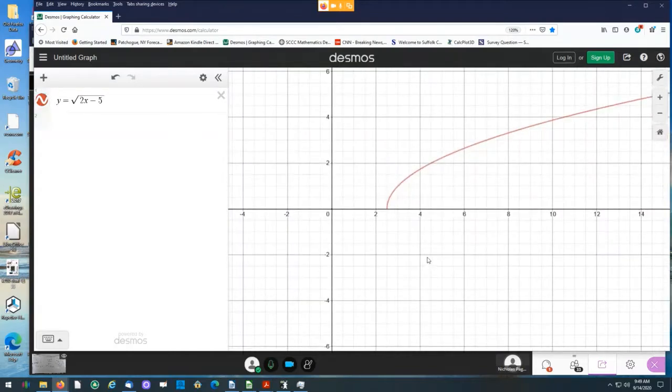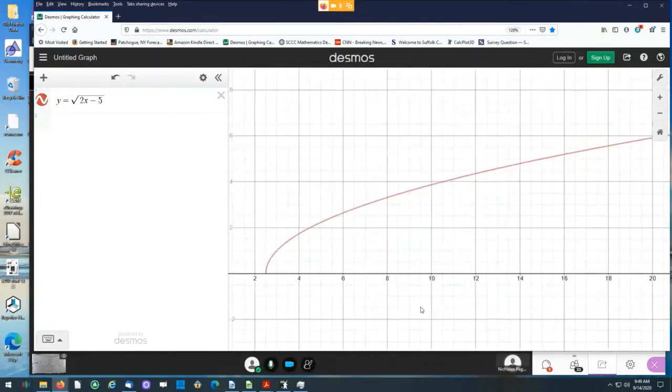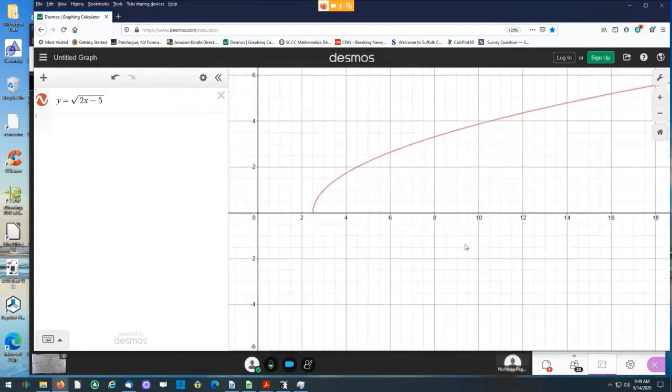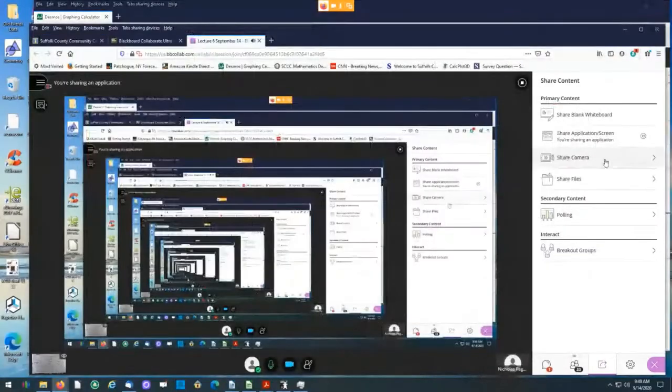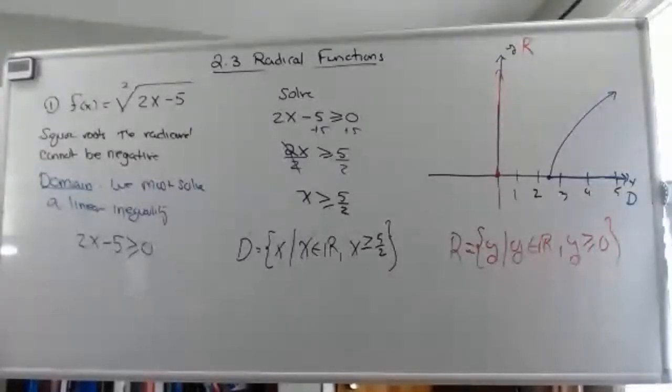I can just move it around, and you can see if I put it over here, it tells me 2.5, which is 5 halves. And you see my y value goes positive, and the x starts at 2.5 and goes all the way to the right. And it keeps going on and on and on forever. So we don't have to worry about that. That's a very simple way of seeing the domain and range of these types of functions. So use your technology. Technology is good to give you that sense of what's happening.